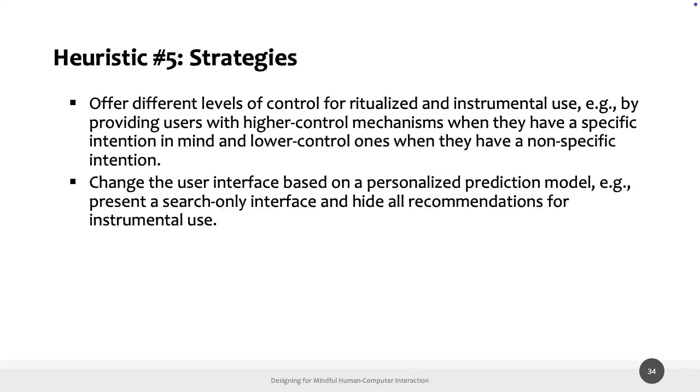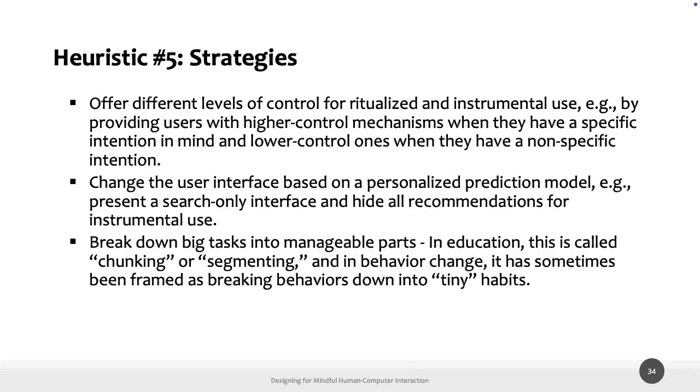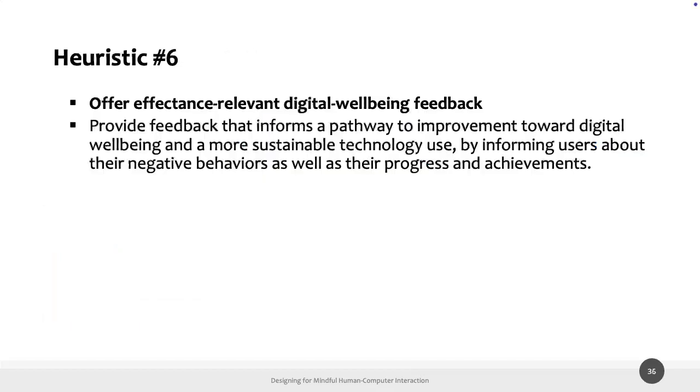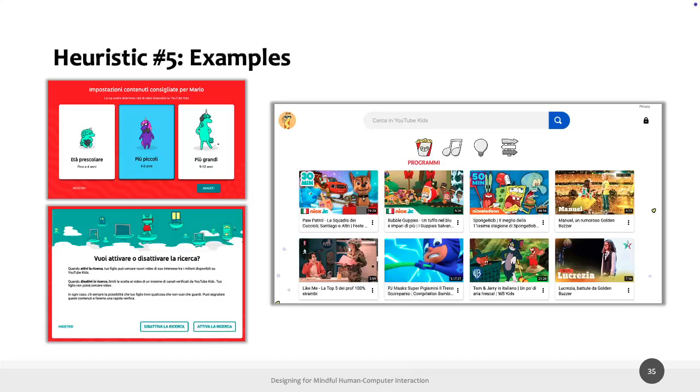We can also try to change the user interface based on prediction models. Like if we know that the user is experiencing some self-control issue, we could decide to present them with a search-only interface. And in general, trying to break down big tasks into smaller parts. Let's see some examples. There is just one example here, probably.